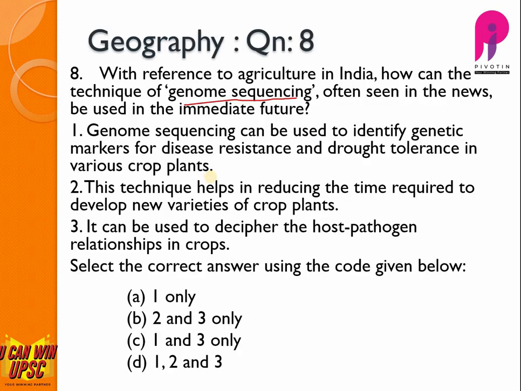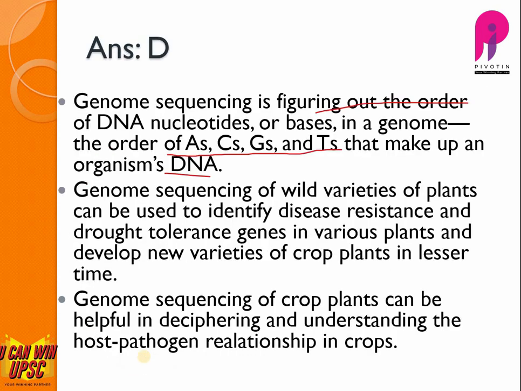So that is genome sequencing, and it can be used to identify genetic markers for disease resistance and drought tolerance in various croplands. Yes, this is correct. The technique helps in reducing the time required to develop new varieties of croplands. Yes, this is also correct. It can be used to decipher the host pathogen relationships in crops. This is also correct, but there are varied opinions regarding this statement. But according to the UPSC key, 3 is also correct. Hence, the answer for this question is D, 1, 2, and 3.